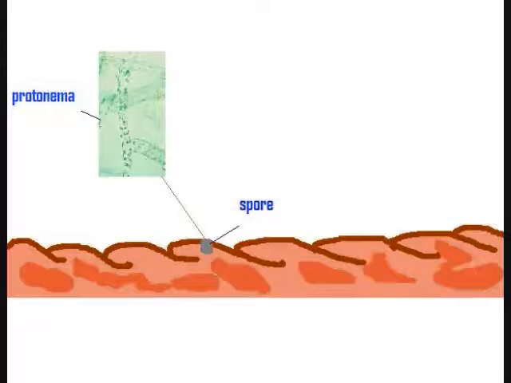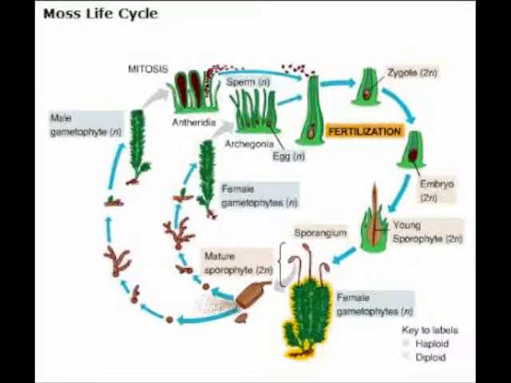A spore that lands on moist ground will germinate, producing a filamentous, elongating structure called a protonema. This protonema gives rise to buds, which in turn develop into the next haploid gametophyte generation. The gametophytes in this generation will mate and continue the alternation of generations. Like the algae-like organisms from which they evolved, mosses have a complex life cycle that involves an alternation of generations between a haploid gametophyte and a diploid sporophyte.